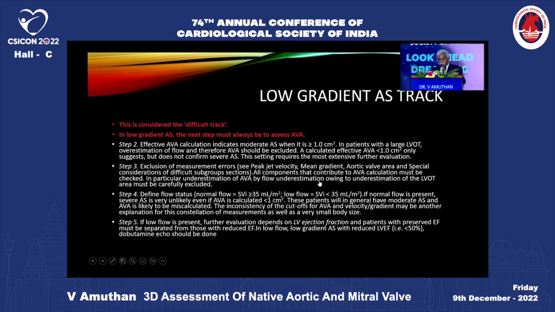Now coming to low flow, low gradient aortic stenosis. Here, the next step must always be to assess the aortic valve area. Effective aortic valve area calculation indicates moderate aortic stenosis when it is more than 1 square centimeter. So you have to find out whether the aortic valve area is less than 1. Exclusion of the measurement errors and other things are important.